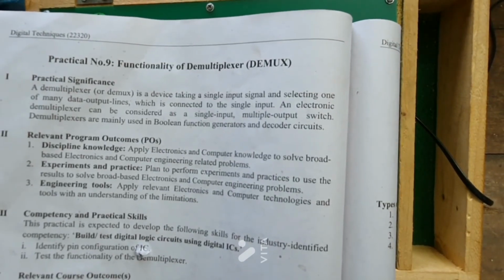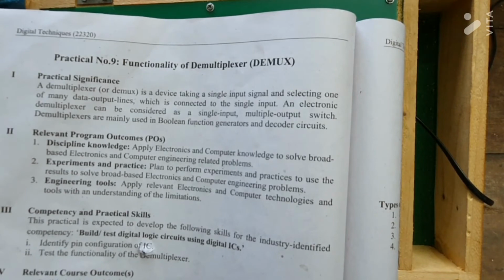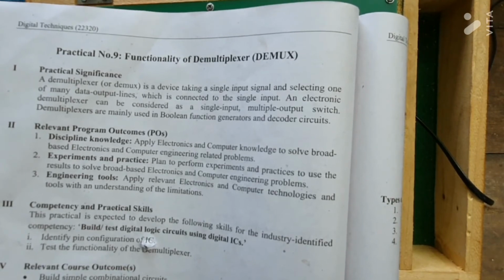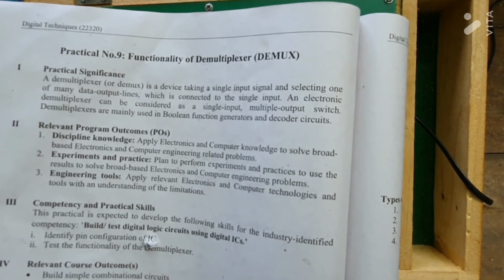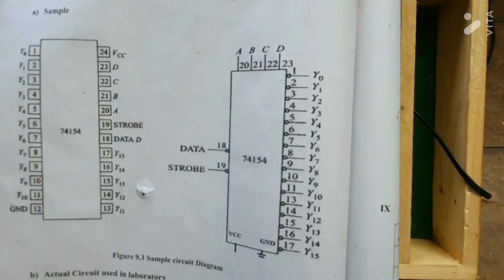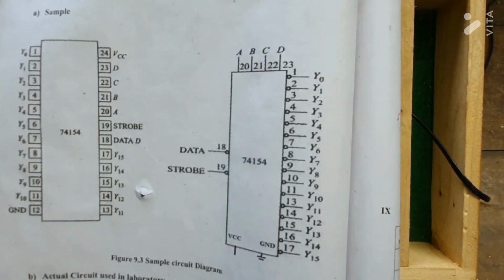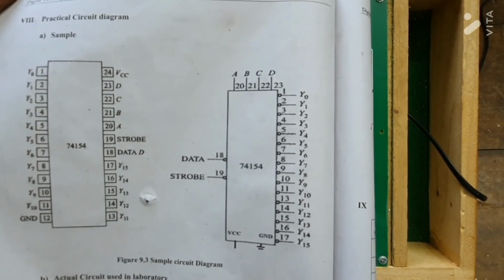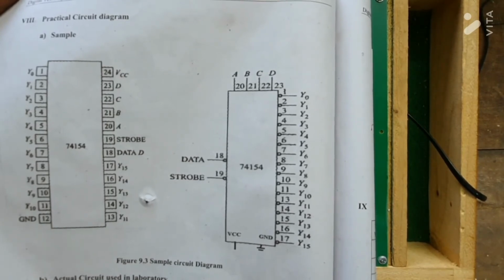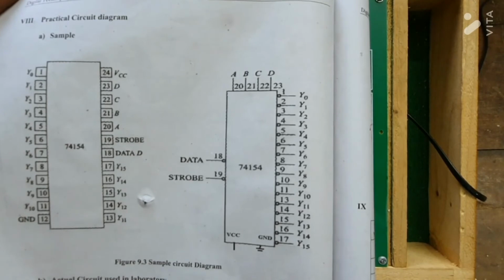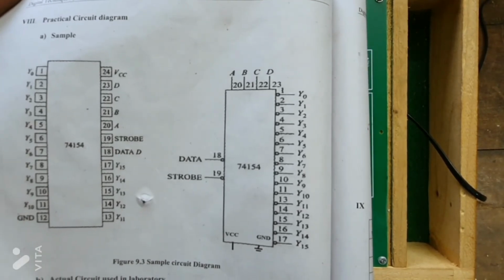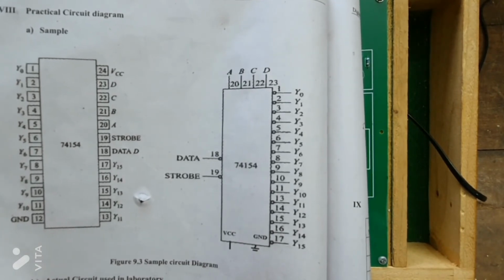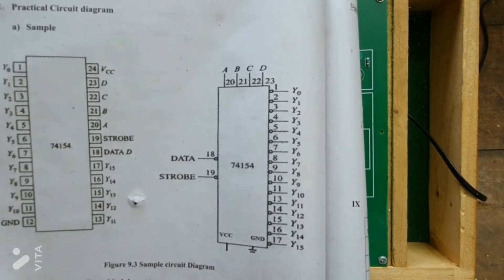Now we will perform the next practical, that is practical number 9, functionality of demultiplexer. So here we will be testing demultiplexer output. Here we will be using IC 74154, which is a 1:16 demultiplexer decoder IC. The functionality of this IC is a little bit more complicated than what we have studied in theory straightforwardly.